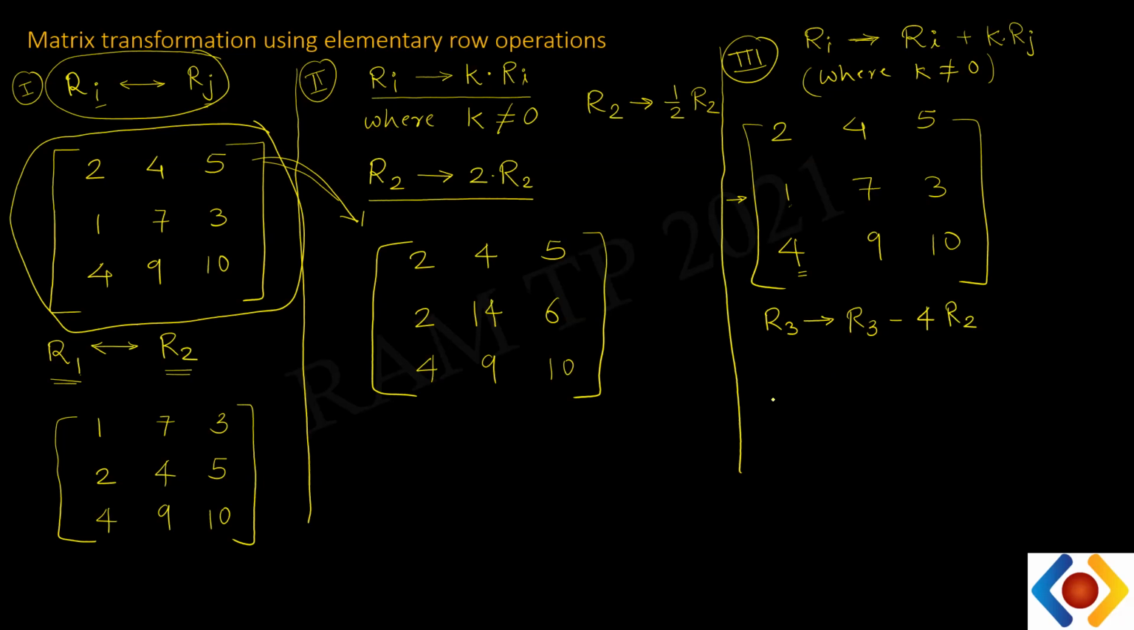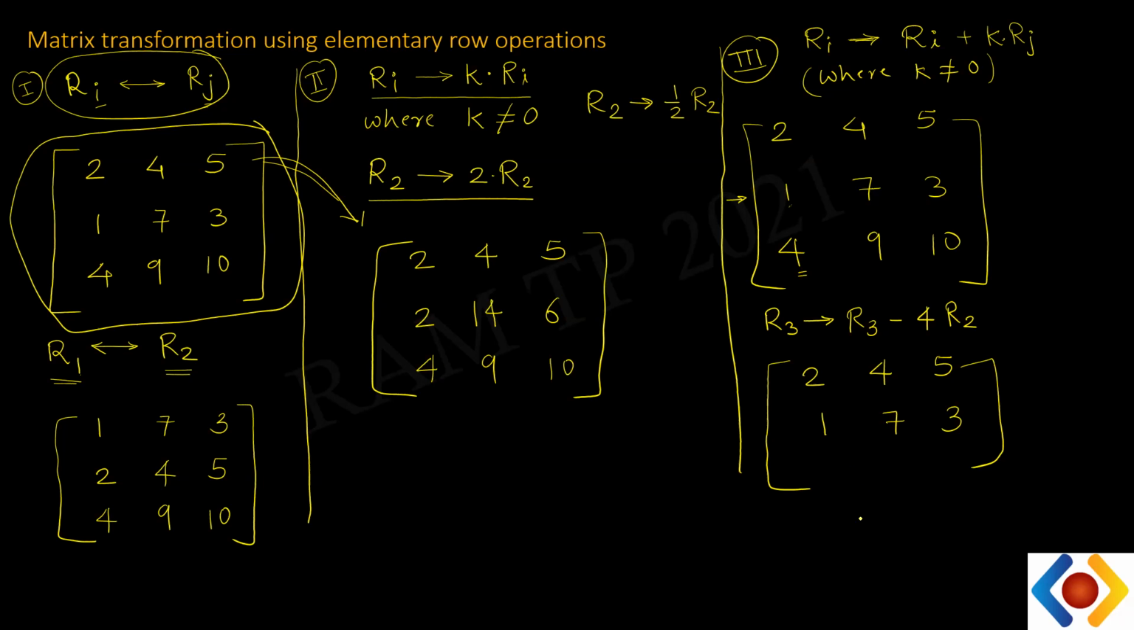Now, what am I going to get? Are we changing anything in row 1? No. So row 1 you can safely write as it is. Are we changing anything in row 2? No, so you can also write row 2 as it is. Using this transformation, we are not changing it. Correct. Are we transforming row 3? The answer is yes.